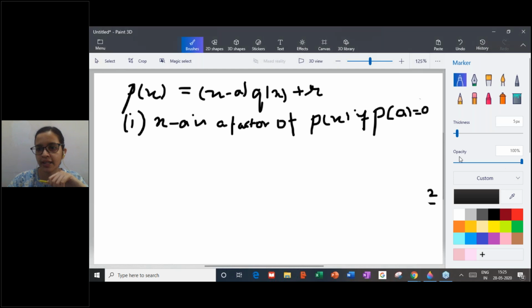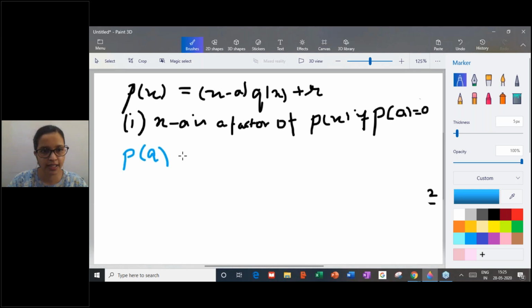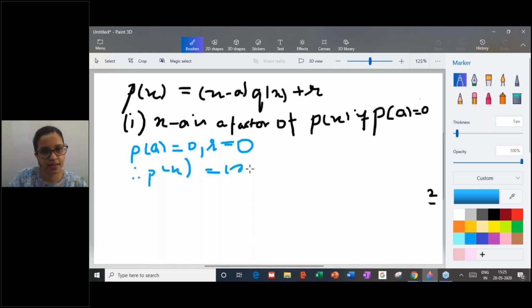What I can do is show it to you. If I substitute p of a in the equation, if p of a is 0, which means r is equal to 0, then p of x is nothing but x minus a into q of x. This is what it will be.